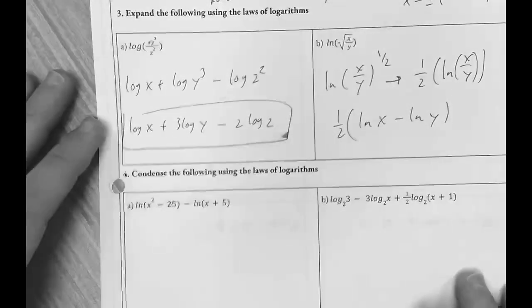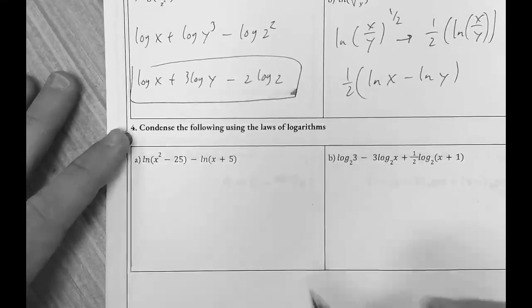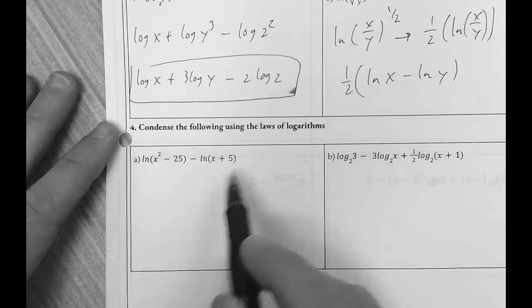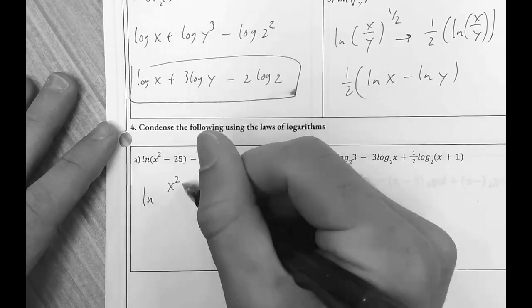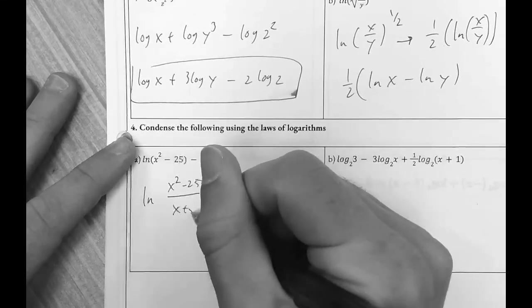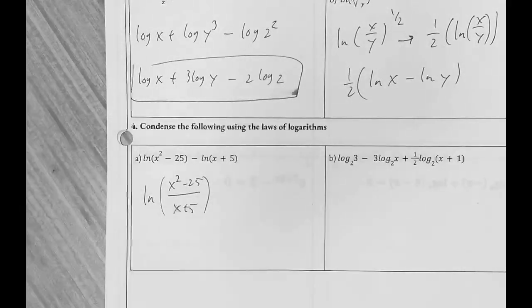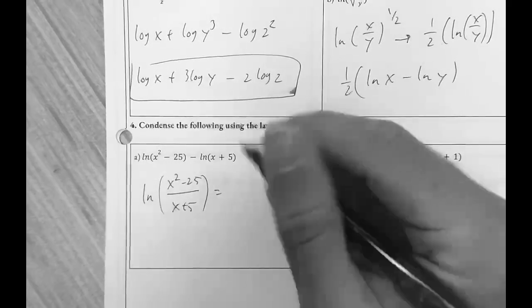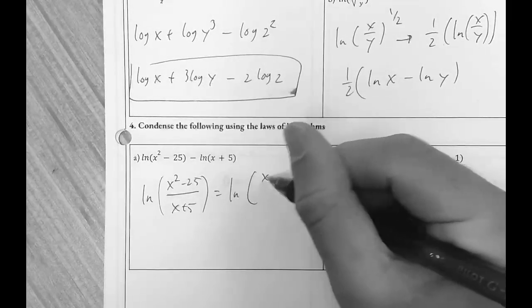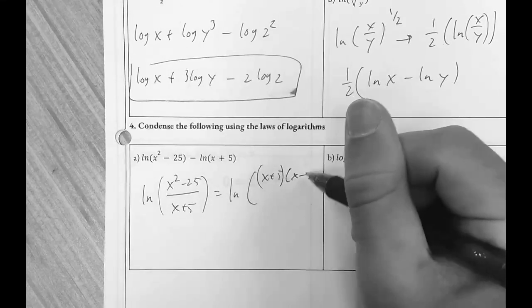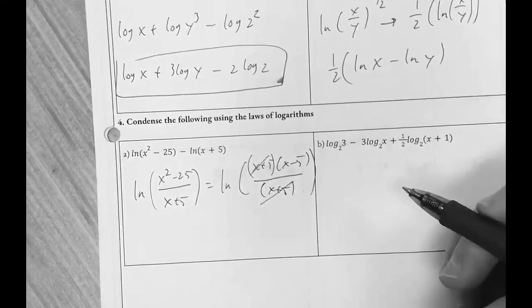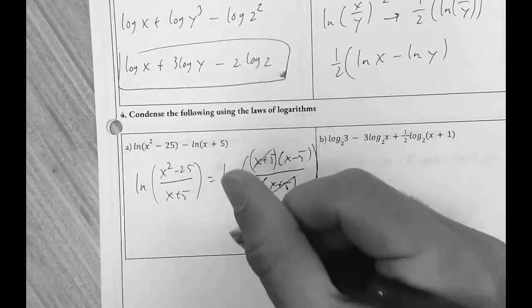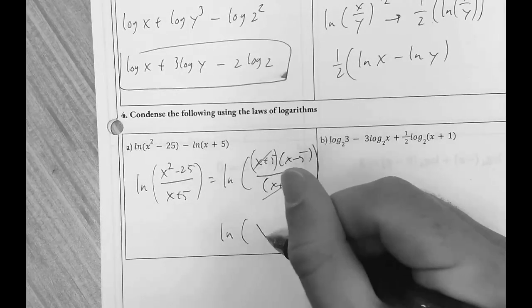Okay. Let's condense the following using the laws of logarithms. When we subtract, that is the same as division, right? So this is the same as ln x squared minus 25 over x plus 5. Notice that x squared minus 25 is a difference of squares. So I can rewrite this as ln x plus 5 x minus 5 over x plus 5. Then these would cancel. And so my answer would be ln x minus 5.